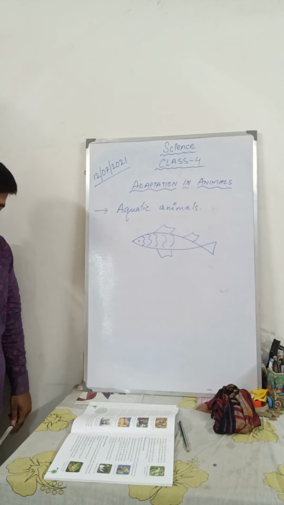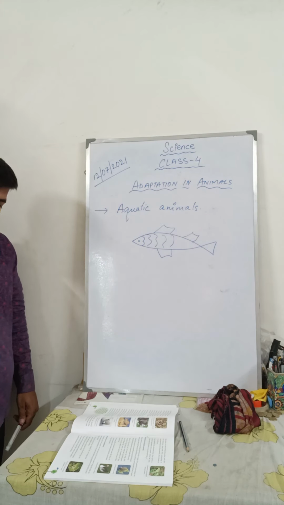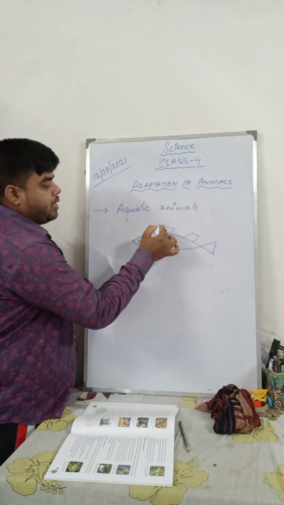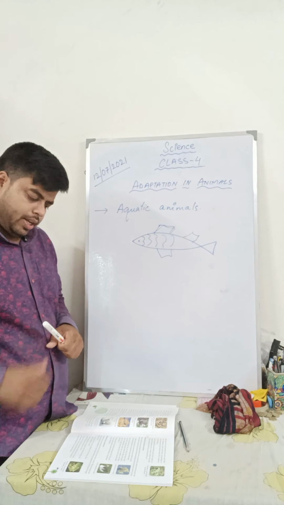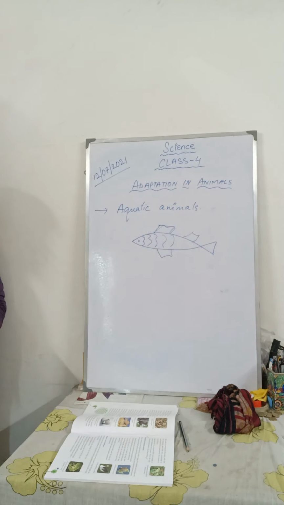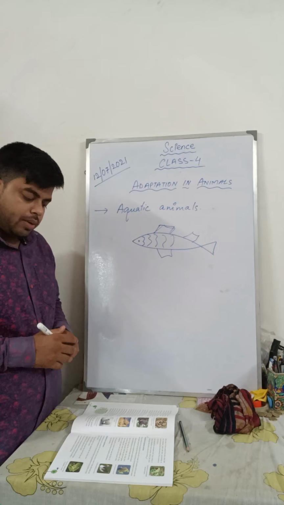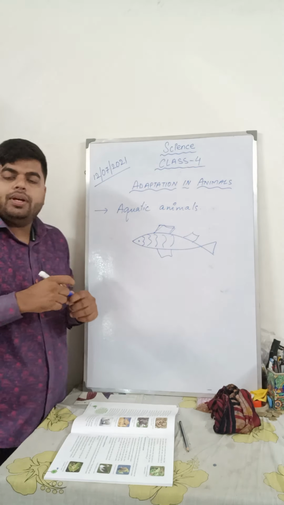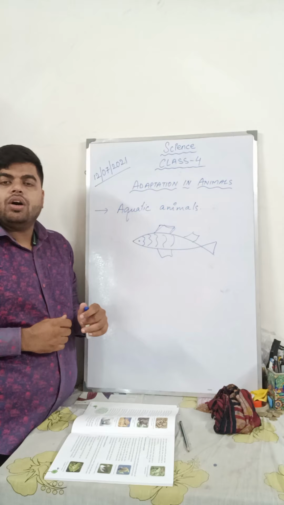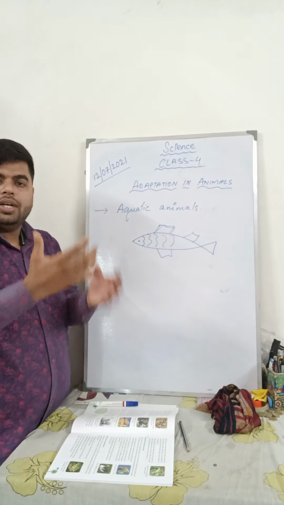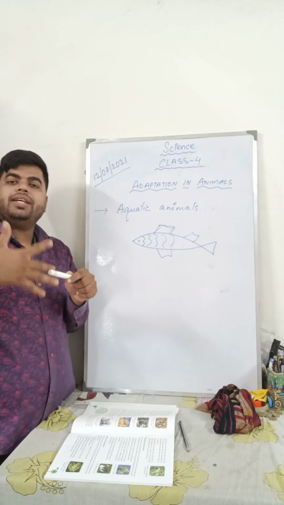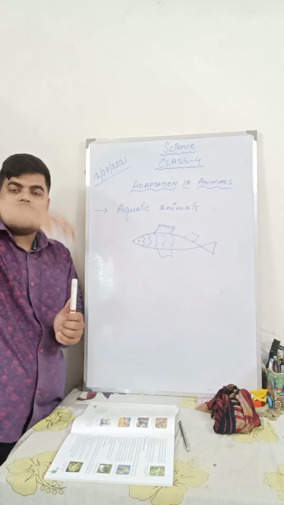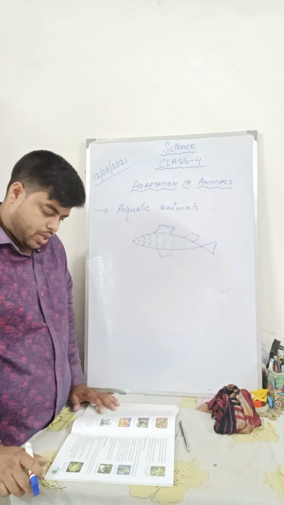Next, most of them have fins or limbs that help them to swim in water. So most of the aquatic animals have fins or limbs, meaning legs, so that they can move or swim in water. Aquatic birds like duck and geese have webbed feet which act as paddles and help them to push water backward. What do you mean by webbed feet? The toes of the foot are joined with very thin skin, so that they can push water backward and move forward, swim forward.